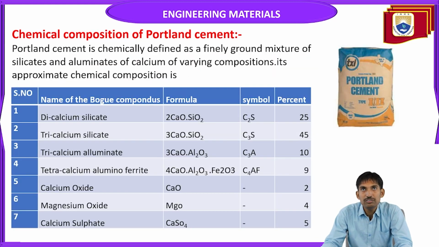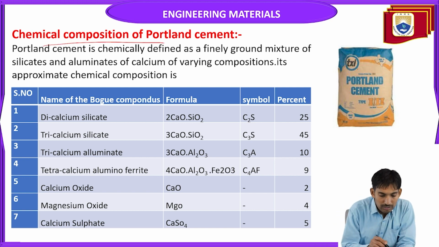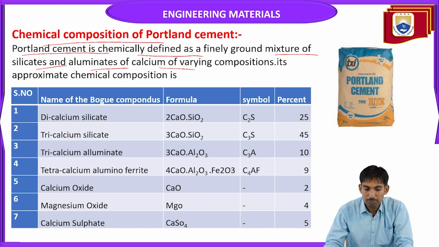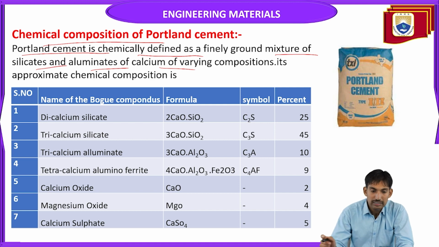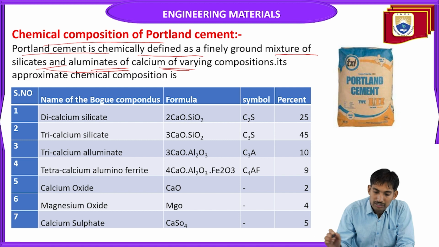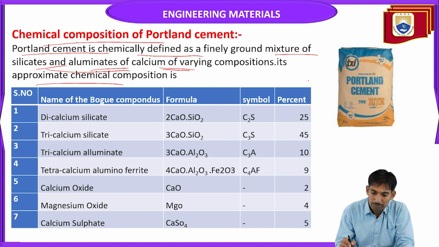The chemical composition of the Portland cement. Portland cement is chemically defined as a finely ground mixture of silicates and aluminates of calcium, of varying composition. Its approximate chemical compositions are given here.